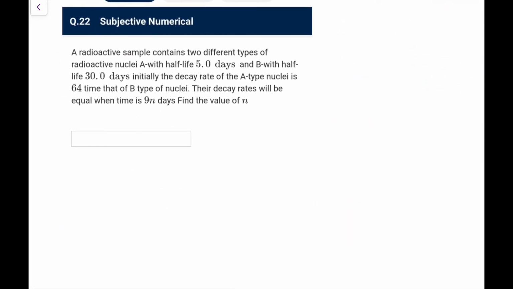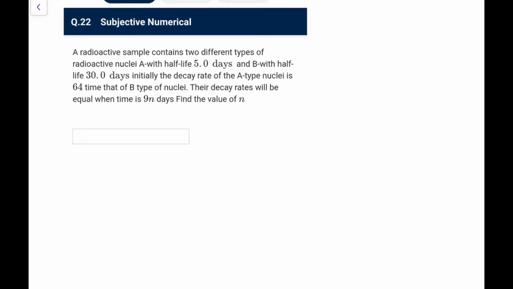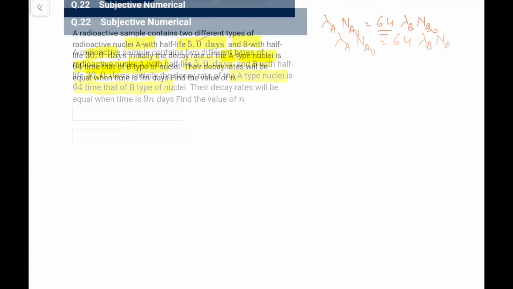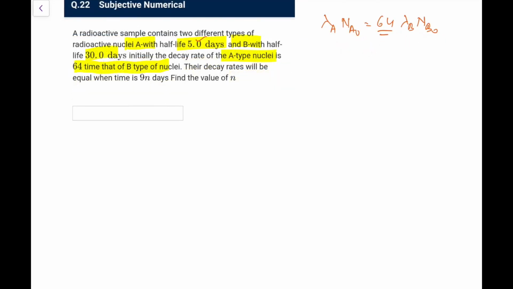Next, 22. A radioactive sample contains two different types of nuclei, A with half-life 5 days and B with half-life 30 days. Initially, the decay rate of A-type nuclei is 64 times that of B-type nuclei. The decay rates will be equal when time is n days. What is the value of n? So initially the decay rate of A is 64 times, that means lambda A into N_A naught would be equal to 64 times lambda B. Let the activity of B be R naught, so it would be 64 R naught.